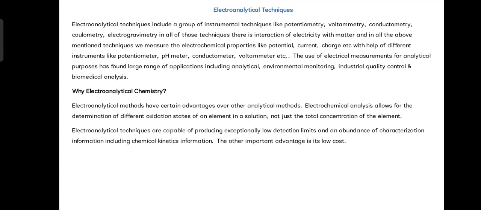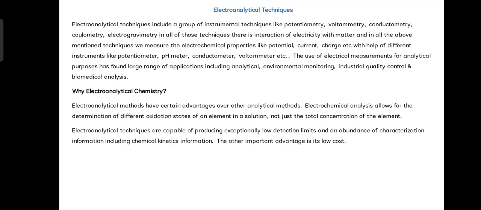Electroanalytical analysis allows for the determination of the different oxidation states of an element in a solution, not just the total concentration of the molecules. It is a technique that does not only tell us about the total concentration of the element in the solution; it also tells us about the oxidation state of an element.